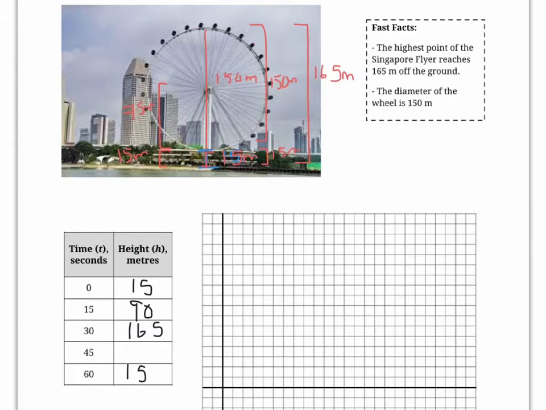How about at the 45 mark? So we start here at 0, 15 seconds, 30 seconds, 45 seconds. Well, it's the same as this height, so it's again going to be 90. So we're going to put 90.